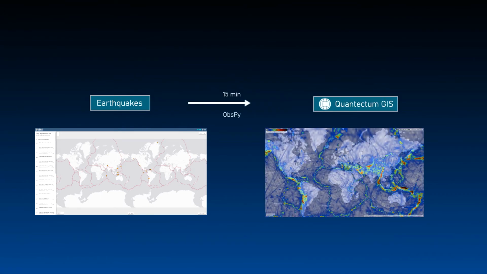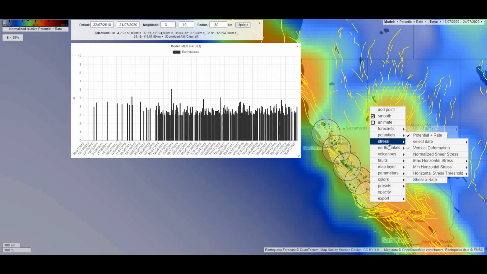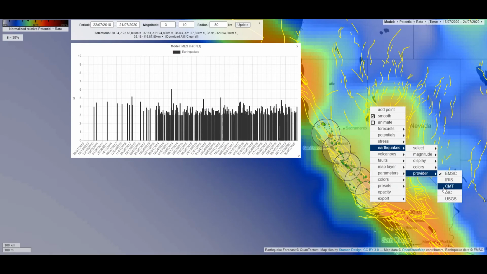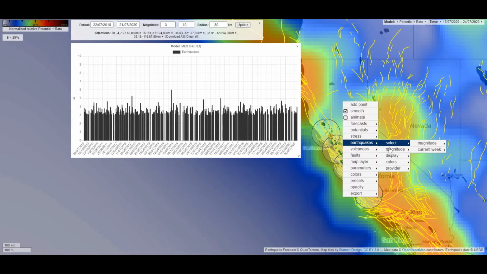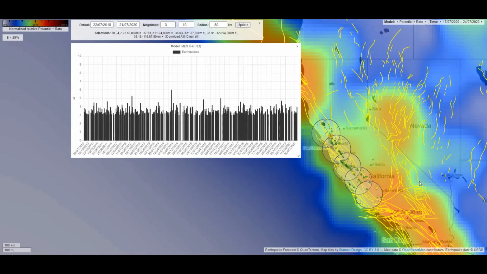Historic mode. The collected earthquakes are directly uploaded into the Quantectum GIS system every 15 minutes through OBSPI and can be accessed on the Quantectum GIS system via historic mode. The main purpose of the historic mode is to provide our users with all relevant historic data at any point on the Earth.